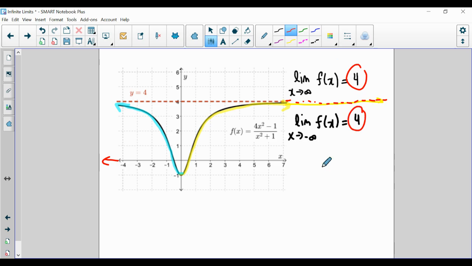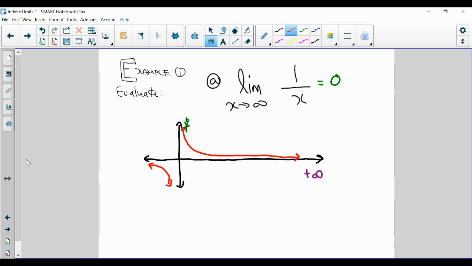Okay? So graphically, it's kind of easy to see if you go on Desmos. You type an equation into a graphing calculator, it shows you, and you can see what's happening as you move on forever. Now, what happens when we want to look at a function like 1 over x?